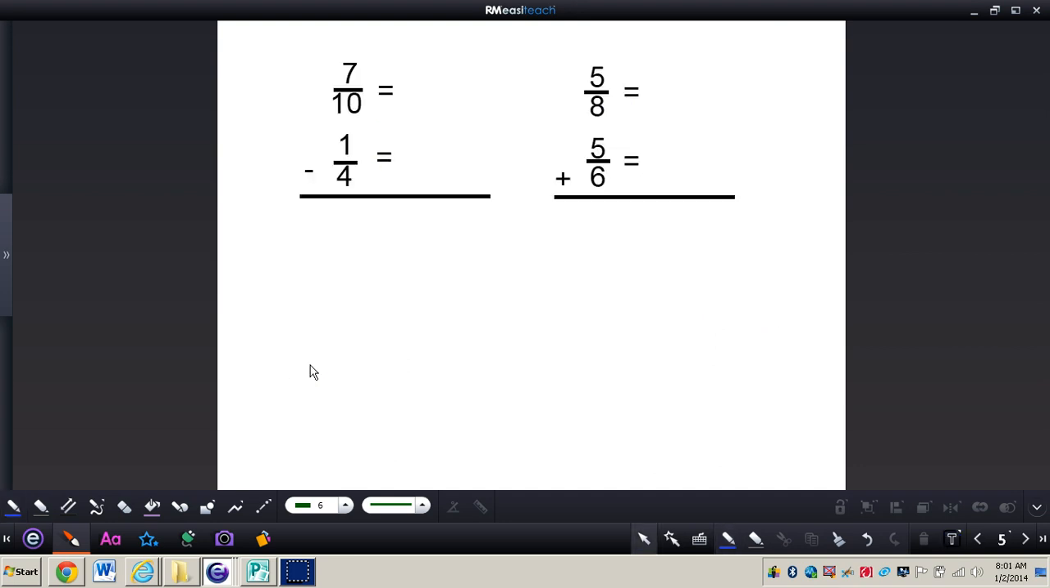Okay, what I want you to do now is subtract these two fractions, add these two fractions all by yourself. Remember, you need to find that least common denominator first. Once you find that least common denominator, you can add and subtract very, very easily. Okay, and whenever you're finished with these two problems, you can press play and I'm going to have the answers for you. So pause the video now.